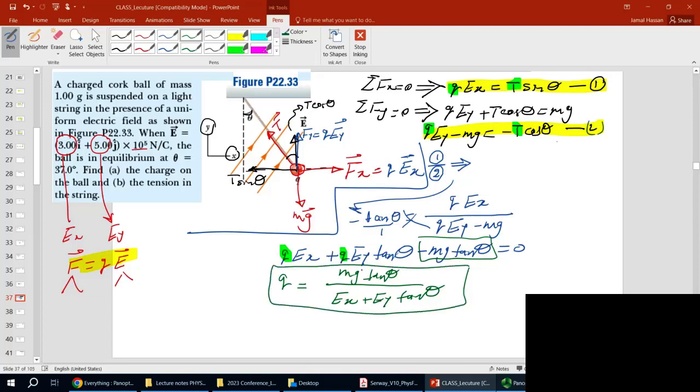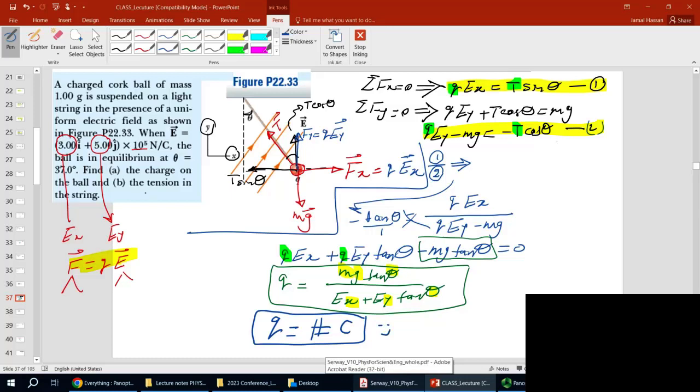It looks like we have all these parameters. I'm not going to do the final steps. We have the mass, we have the acceleration due to gravity 9.8, we have theta, we have Ex and Ey, we have everything here. After you substitute all the numbers, Q is going to be equal to a numerical value given in coulombs. It's important to make sure that Ex is equal to 3 times 10 to the power 5 and Ey is 5 times 10 to the power of 5. So this is one result.